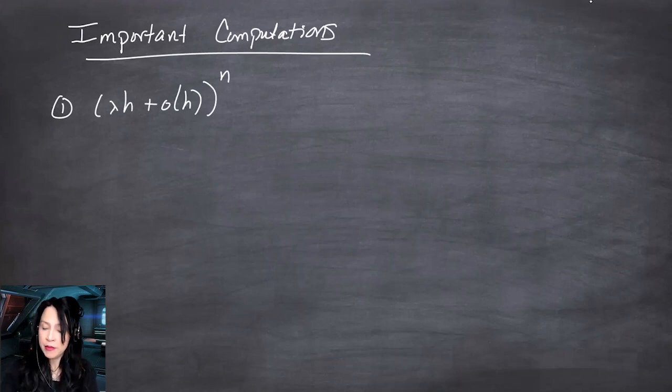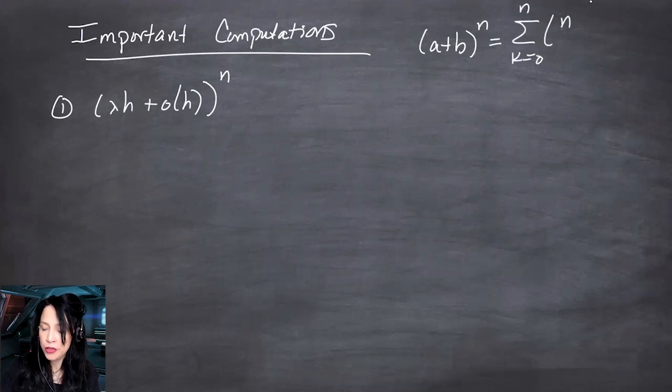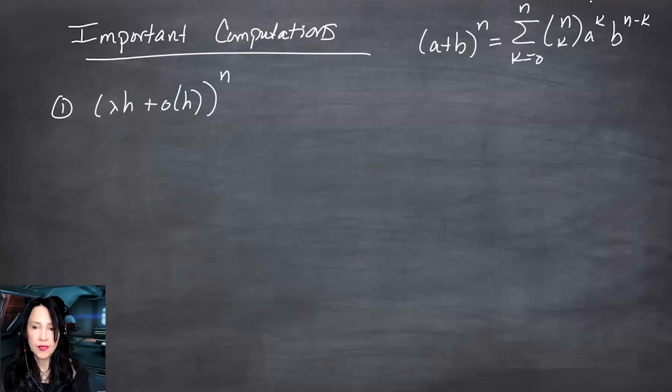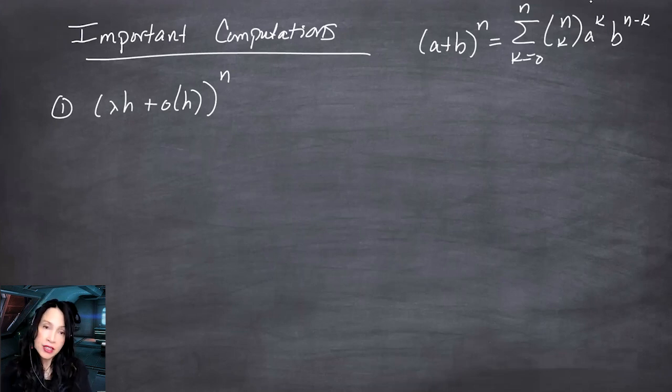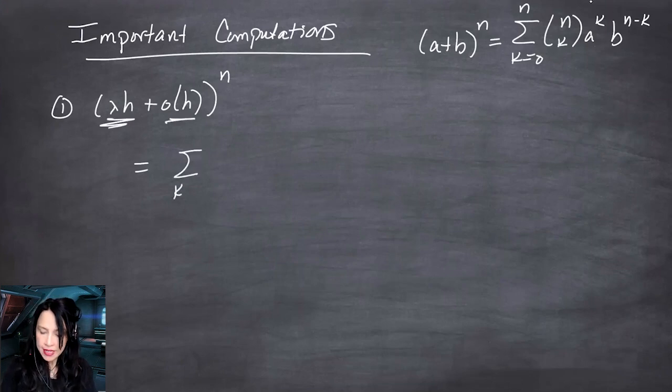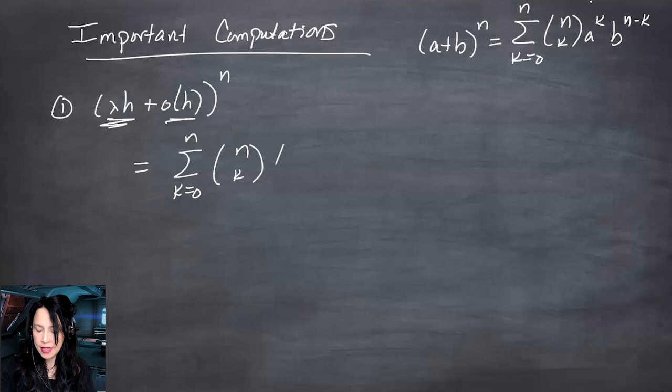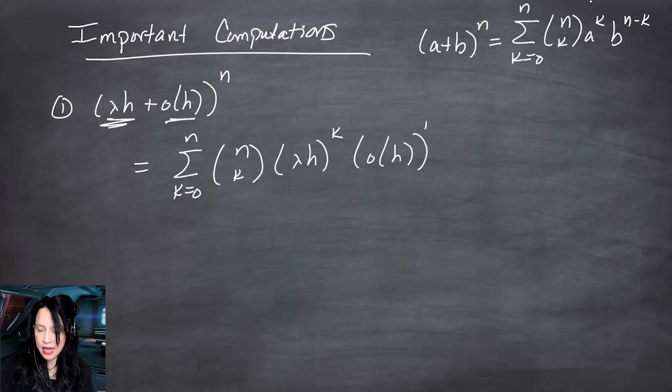And all of the simplifications I'm about to do are based on the binomial theorem, which says that a plus b to the n is the sum over all k from 0 to n of n choose k, a to the k, b to the n minus k. So I want to simplify what I have here and try to get some terms out. And so I am going to use that binomial theorem. I'm going to let this lambda h be A and little o of h be B. This is the sum from k equals 0 to n of n choose k, lambda h to the k, and then little o of h to the n minus k.